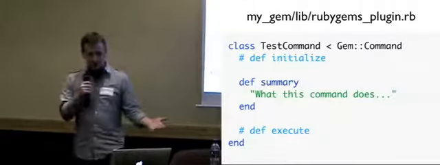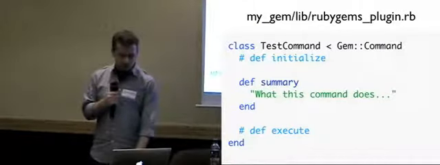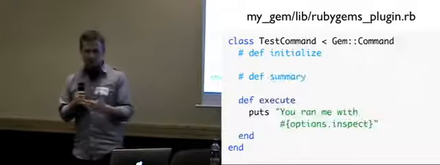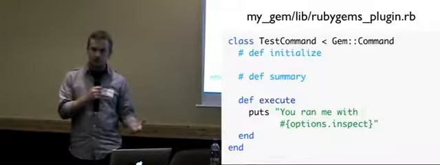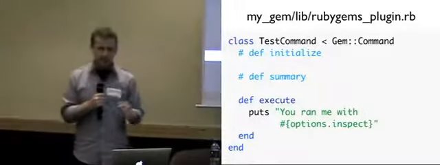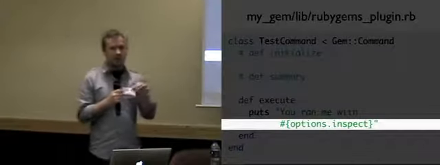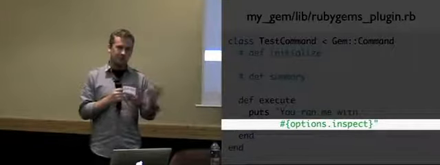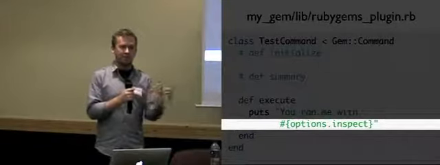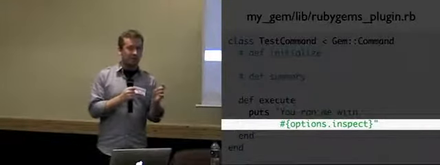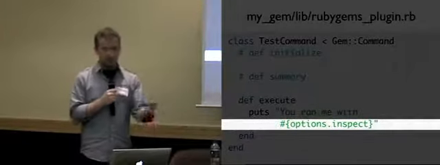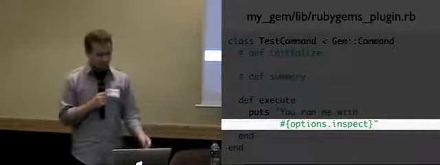The summary command is obvious. You just provide a string that it will return, and then in execute, you just do whatever your command should do. And inside of execute, you get access to this options hash, and that will have any of the options that we passed in, and also the arguments that were given. And I think they're in args of options. But if you just run that, you see exactly what you get.